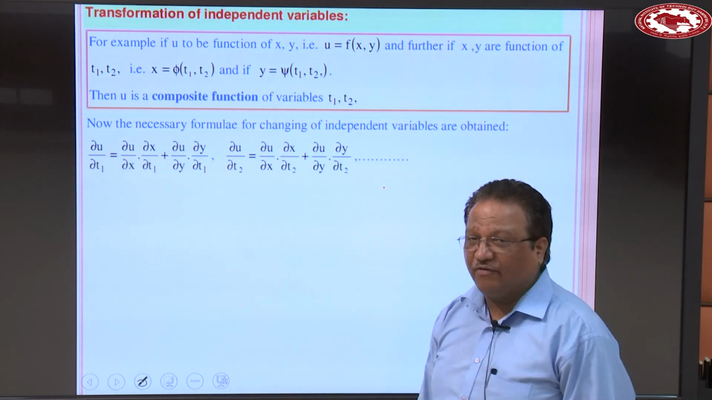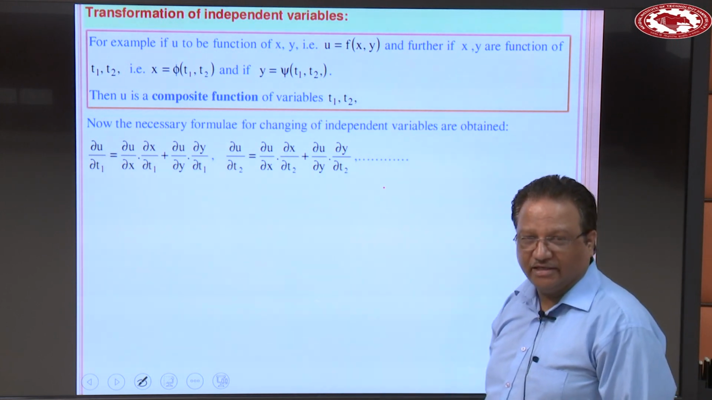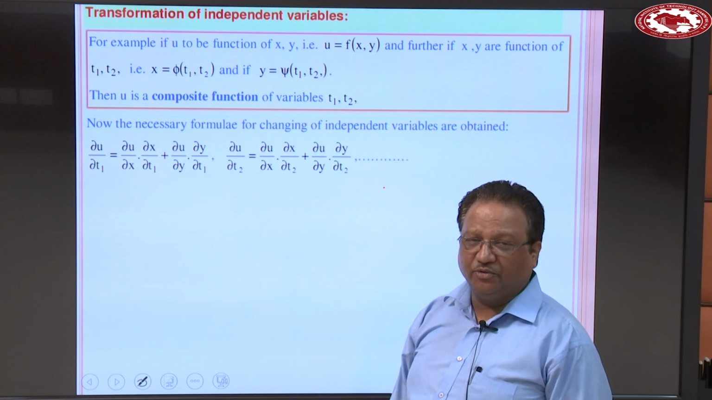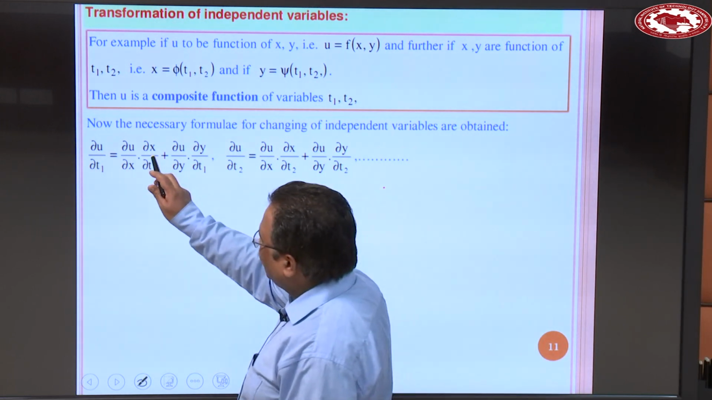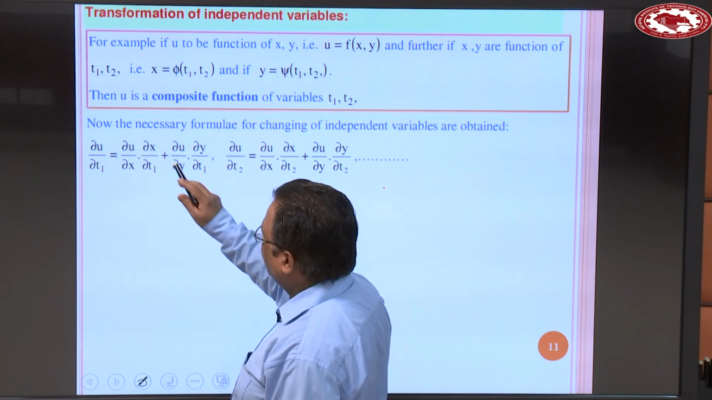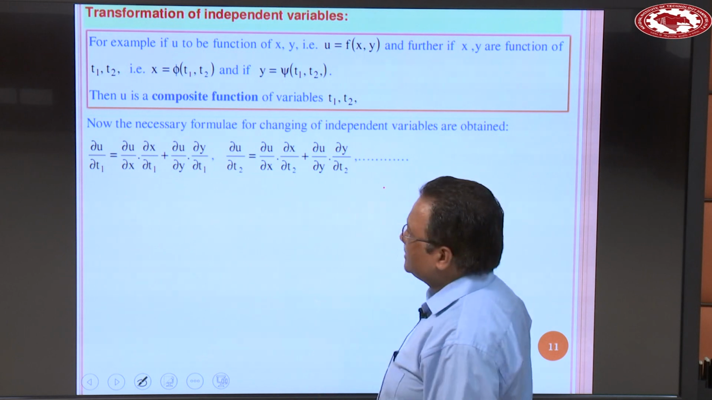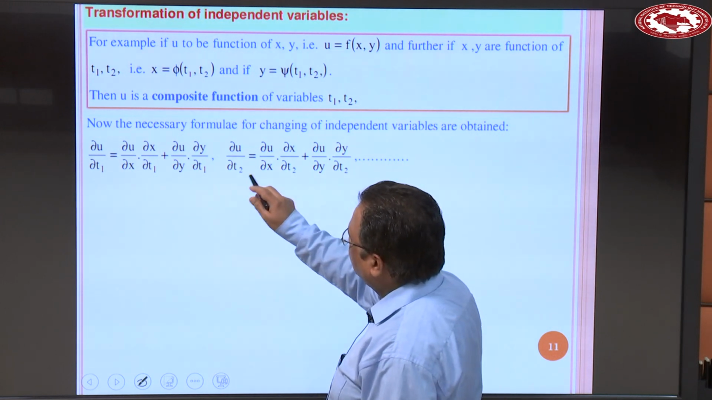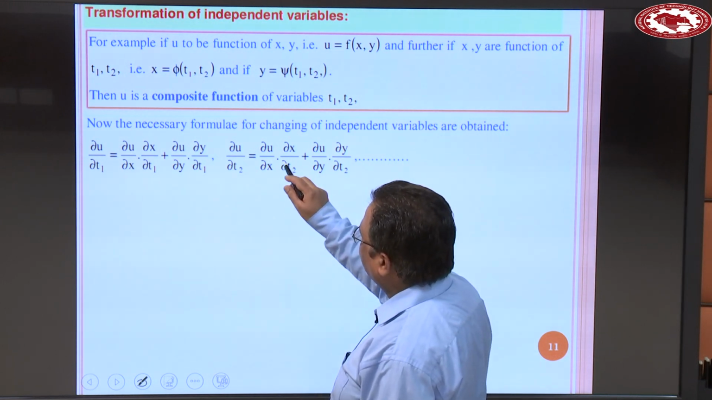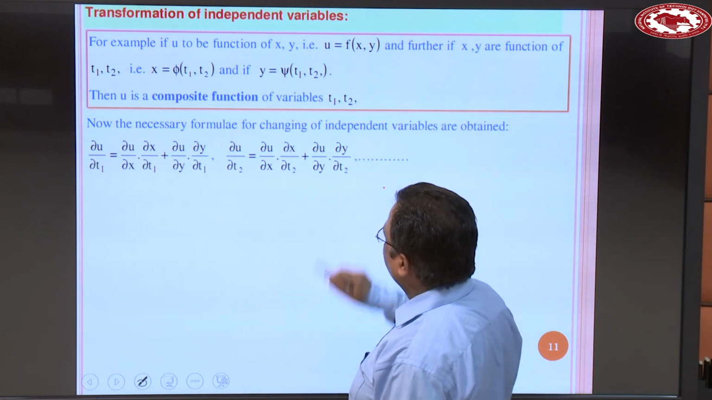X is a function of more than one independent variables. Here we have t1, t2, t3. So, use in place of dx/dt1, use ∂x/∂t1 plus ∂u/∂y ∂y/∂t1. Similarly, ∂u/∂t2 is equal to ∂u/∂x ∂x/∂t2 plus ∂u/∂y ∂y/∂t2.